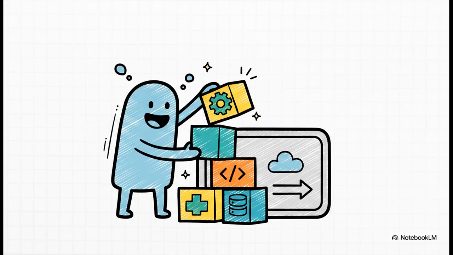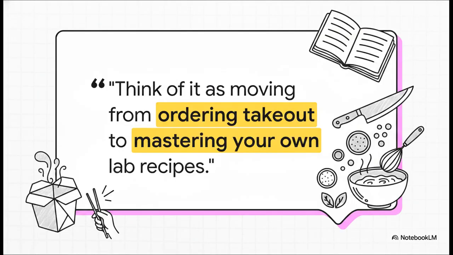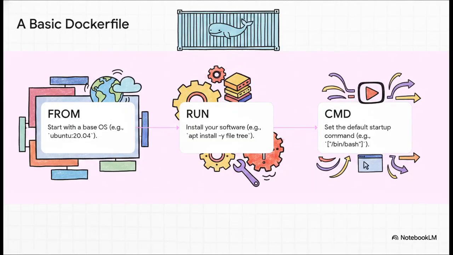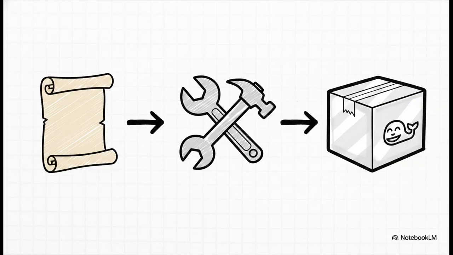So how do you make your own custom environment? Well, you build it. Right, it's like going from takeout to cooking your own meal. You get total control. And this recipe? It's just a simple text file. We call it a Dockerfile. It's got three main parts: a base OS, commands to install your stuff, and a startup command. Then you just run docker build. This one command turns that recipe into your portable tool.